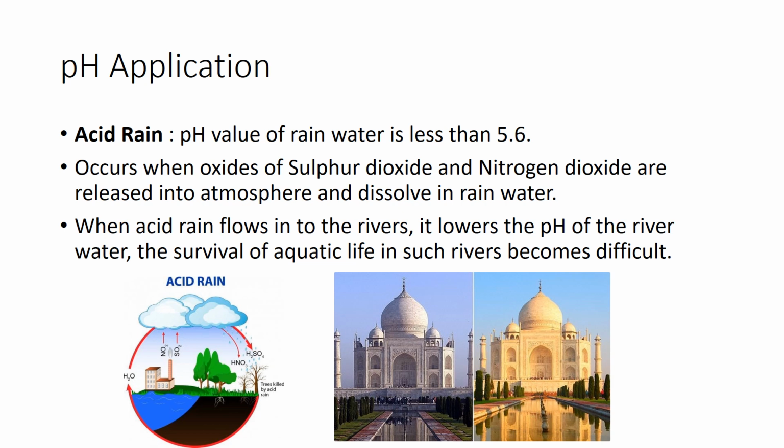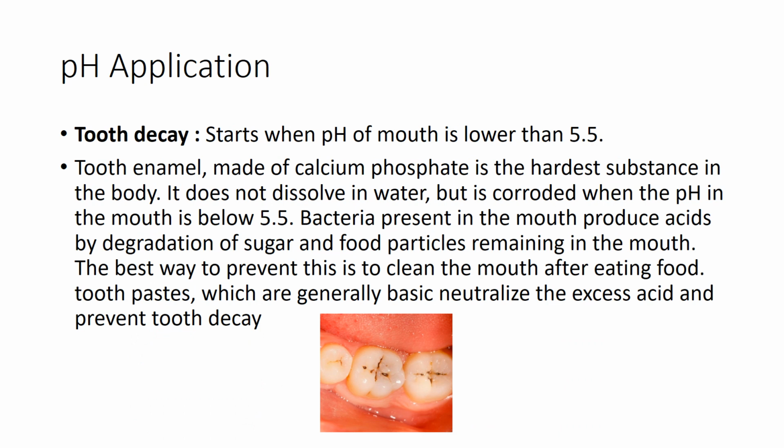Let us see the second aspect, tooth decay. Why does tooth decay happen? After taking food, small food particles will remain in the teeth gaps and they should be removed by thorough gargling and brushing. If it is not done properly, the food particles that remain in the teeth gaps will be decomposed by bacteria, and in the process of decomposition acids will be released and these acids will damage the teeth.